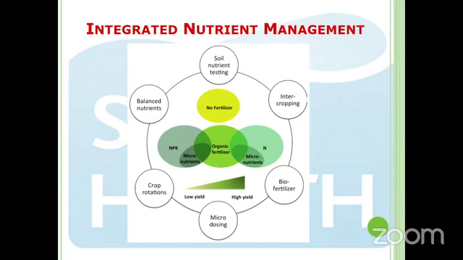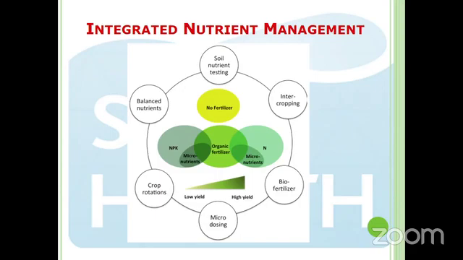The next aspect is crop rotation. As we discussed in the earlier slide also, the same crop should not be taken on that particular soil again and again. So we need to rotate that crop with some other crop to maintain the balance of the nutritional status of the soil.